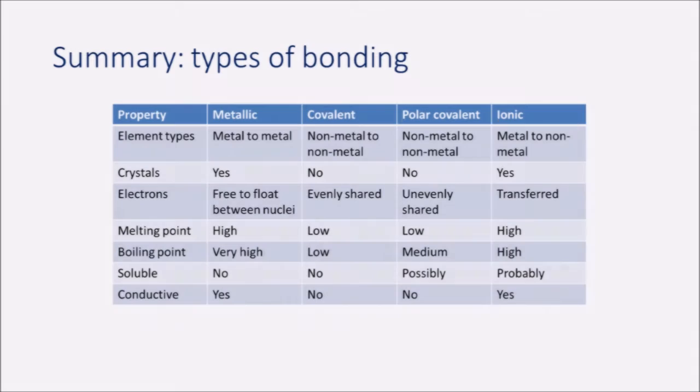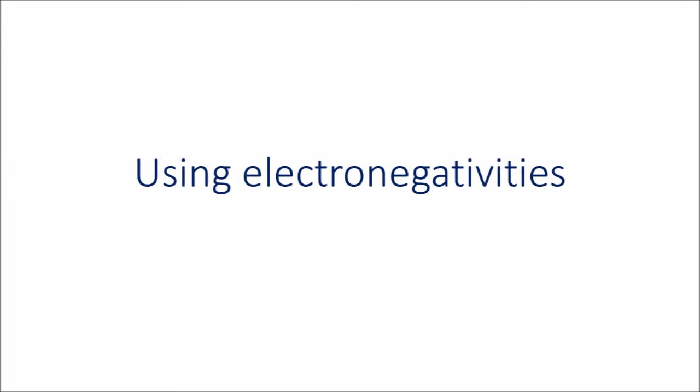This is a summary table of the types of bonding that we've already covered. Try to turn it into a flowchart as a really cool study tool. We can also determine the type of bonding using electronegativities, and this is what I'm about to show you now.